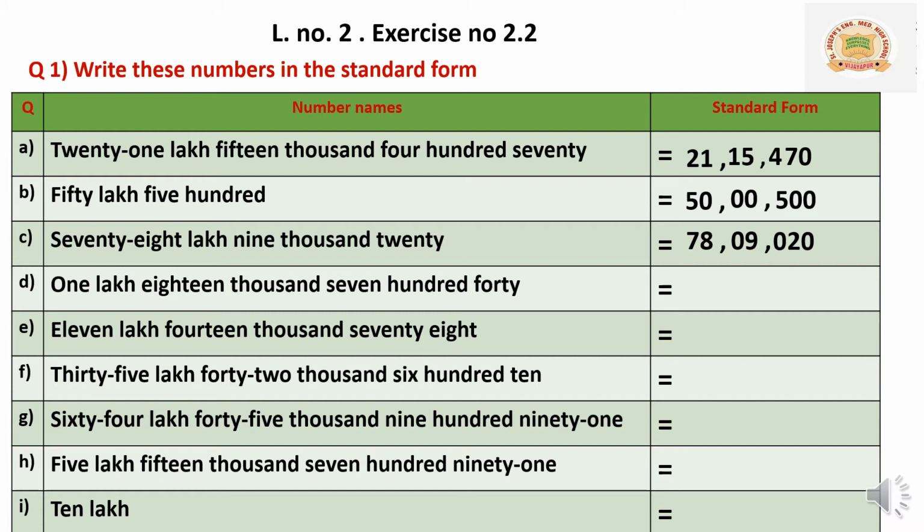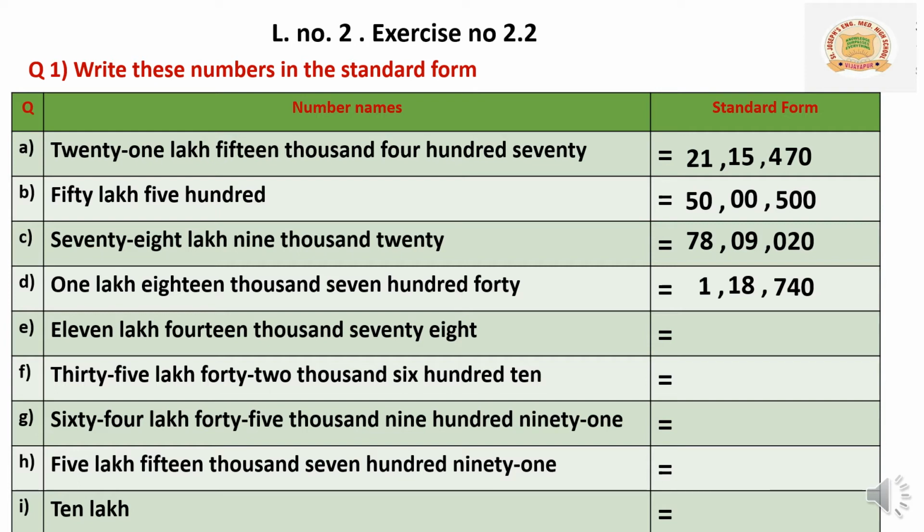Now D question. 1 lakh 18,740. Here there is no 10 lakhs number. The number itself has started from the lakh number. So we have to write directly the answer. 1 lakh 18,740.